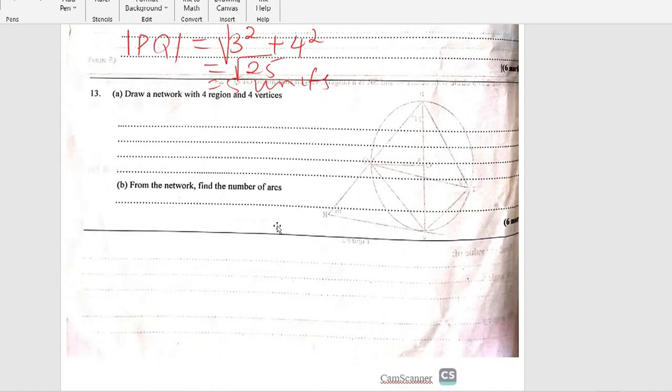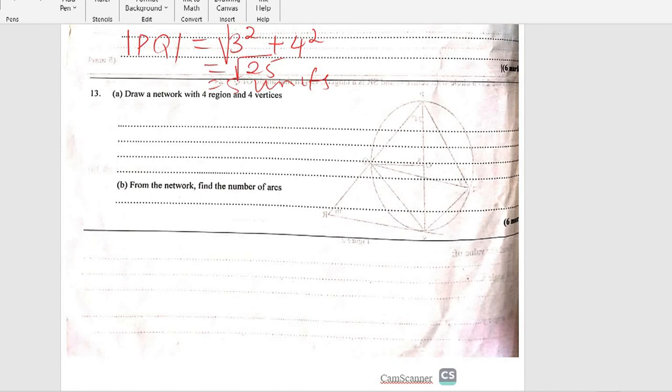Question 13A. As a reminder, as of 2023, section A ends at 10; there are 10 questions. Then we will solve all of this section A of 2021. Draw a network with 4 regions and 4 vertices. Talking about a network, a connection linking some points. And if you are talking about regions and vertices, 4 regions and 4 vertices.